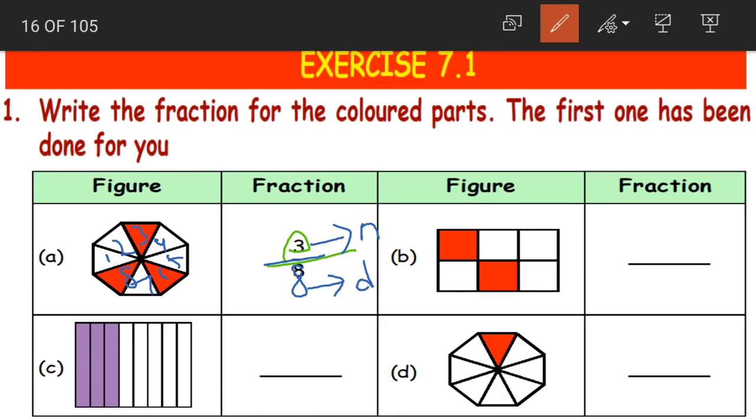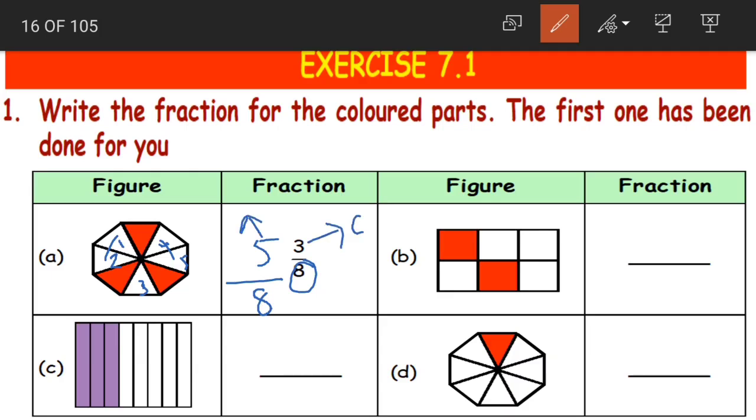3 is the total number of colored parts and 8 is the total number of parts into which it has been divided. Now if someone asks you to write the fraction for non-colored parts, what will you do? How many non-colored parts do we have? 1, 2, 3, 4, 5. So 5 divided by, the total number of parts will remain the same. The denominator will be the same, that is 8. So 3 by 8 is the fraction for colored parts. 5 by 8 is the fraction for non-colored parts.